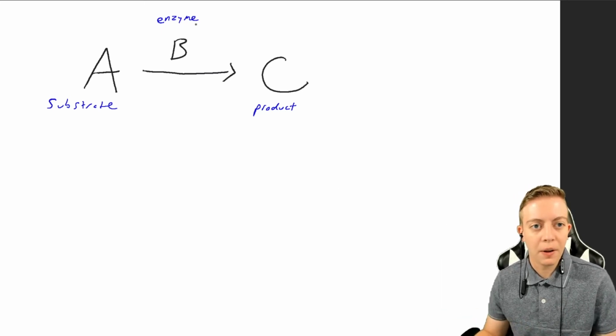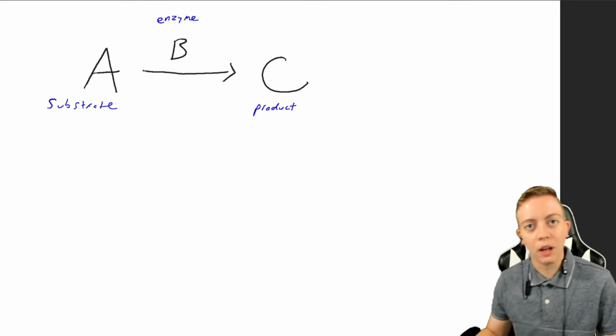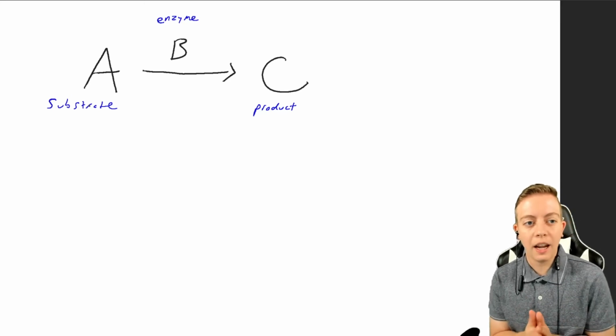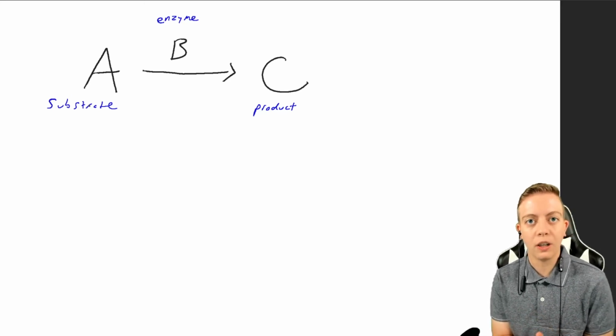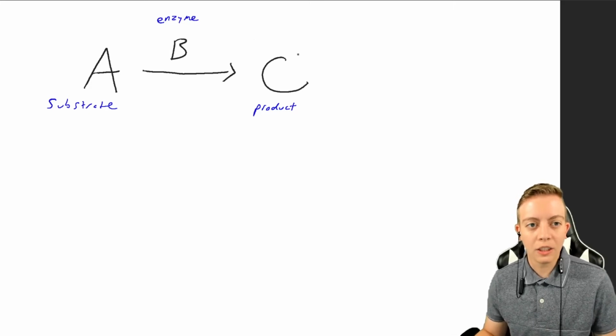So we have here the most simplified form of a chemical reaction. We have A, which is a compound. This is called our substrate. This is what we are starting with. Then A is going to be converted, in this case, to C, which is our product. And this is going to happen by an enzyme B.